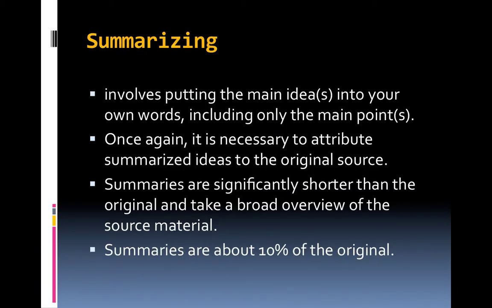Okay. Moving on from paraphrasing, we have summarizing. Summarizing involves putting the main ideas into your own words, including only the main points. Once again, it's necessary to attribute summarized ideas to the original source. They're significantly shorter than the original, and they take a broad overview of the source material. So when you think about a summary of something, you want to think about it's about 10% of the original. So that means if you have about 100 words, you maybe are summarizing it in 10. It's only the key idea, the main idea of what it's about.